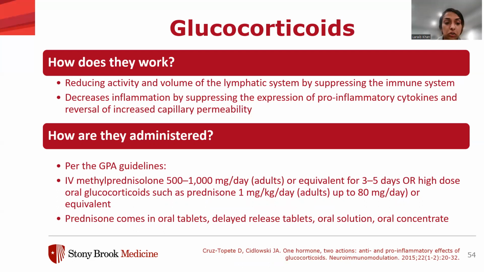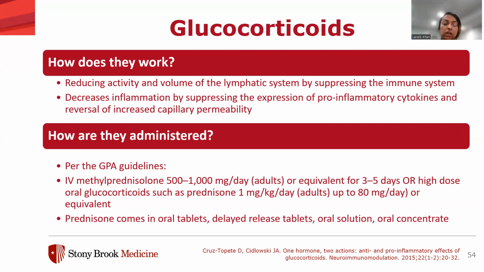How are glucocorticoids administered in patients that have GPA? Per the guidelines, you can give IV methylprednisolone, or you can do high dose oral glucocorticoids. And then I just noted that prednisone does come in different formulations, but you're just going to be using IV methylprednisolone or high dose oral glucocorticoids, whichever one you choose.